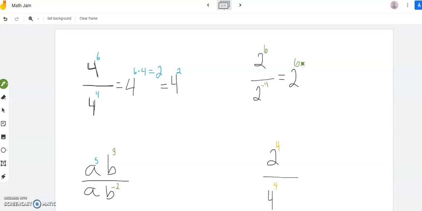6 minus, this is a negative 4. Just because it's 6 minus 4, don't assume you do 6 minus 4. No, no, no, no. It's 6 minus negative 4. That bottom number is a negative 4. So take note of that. So 6 minus a negative 4.